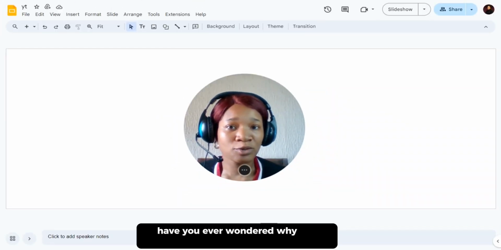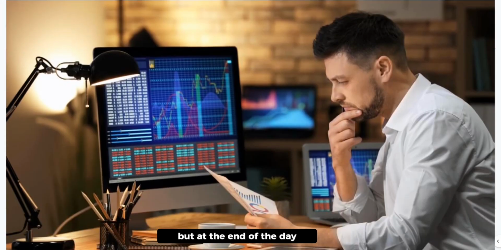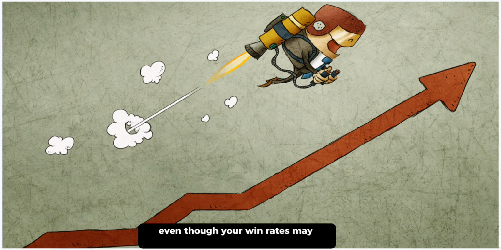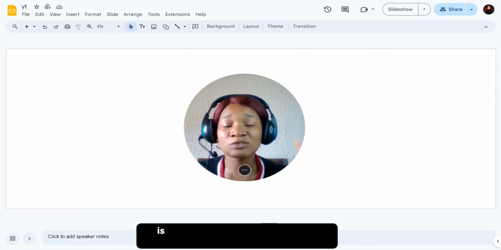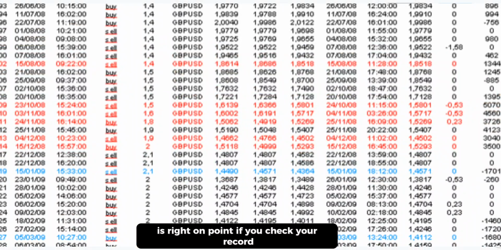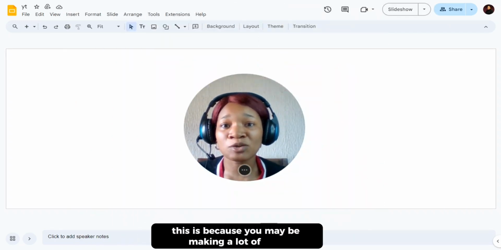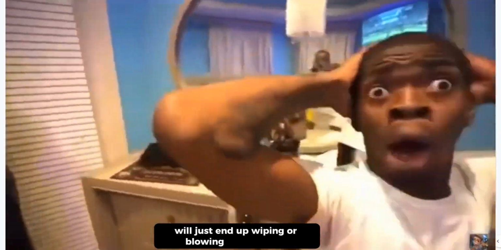Have you ever wondered why you or any other trader that you know may have been trading for some time, but at the end of the day, you find out that you are not profitable, even though your win rates may be high, even though your fundamentals and your technical analysis is right on point. You check your records, you seem not to be profitable at the end of the day. This is because you may be making a lot of wins, and then a few losses will just end up wiping or blowing your account.